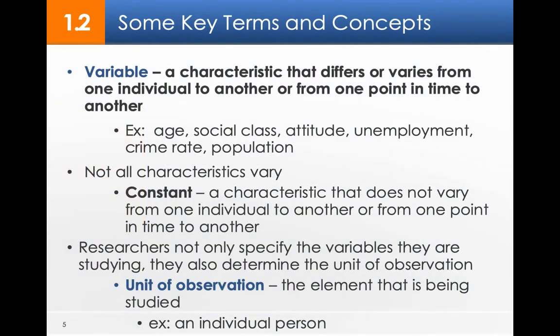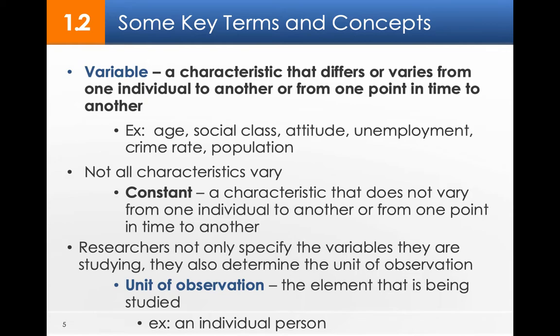So we want to start by making sure we understand some basic terms that we're going to use throughout the semester. Let's start with the concept of a variable. A variable is a characteristic that differs from one point in time to another or from one person to another. That could be anything from age, social class, unemployment, to population. Age could vary from person to person, or vary for one individual over time. Now, not every characteristic is going to vary. Some are constant.